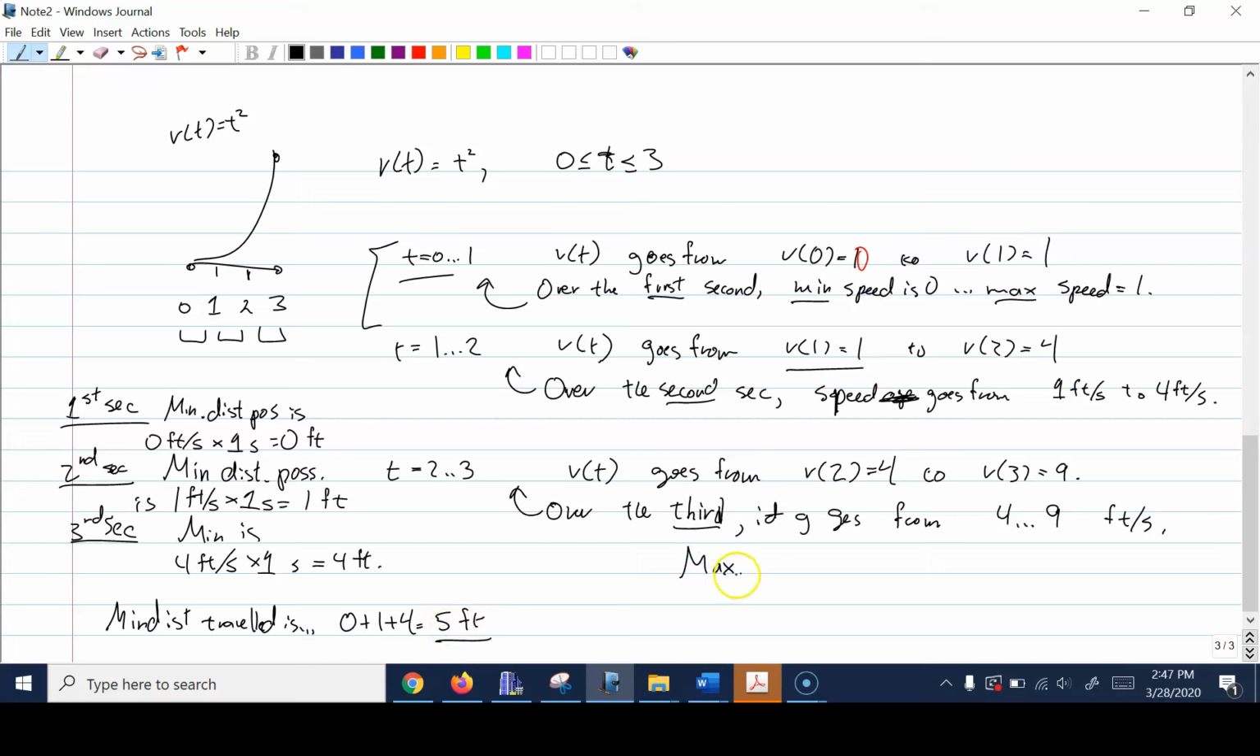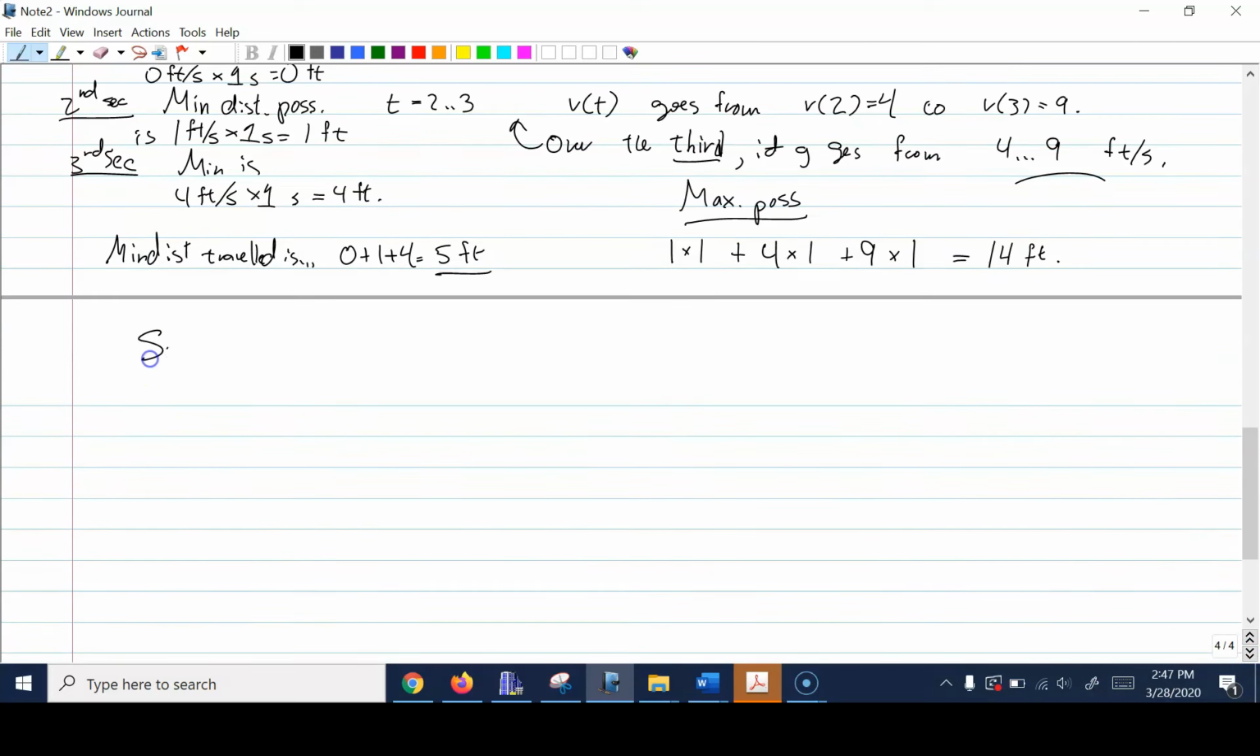And our maximum possible, we get the same way by using what was the maximum speed over each of those 3 seconds. We have 1 foot per second for 1 second, plus 4 feet per second for 1 second, plus 9 feet per second for 1 second. This is 1 plus 4 plus 9 is 14 feet. So the total distance traveled is somewhere between 5 feet and 14 feet.